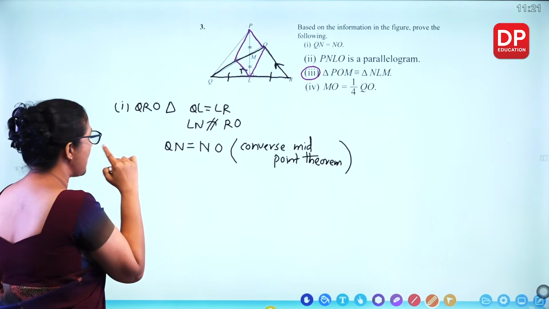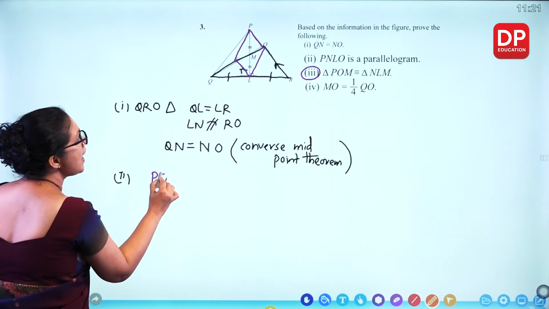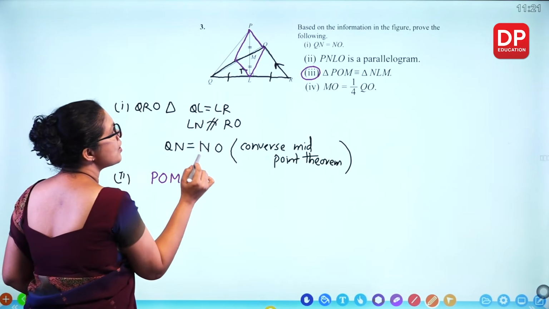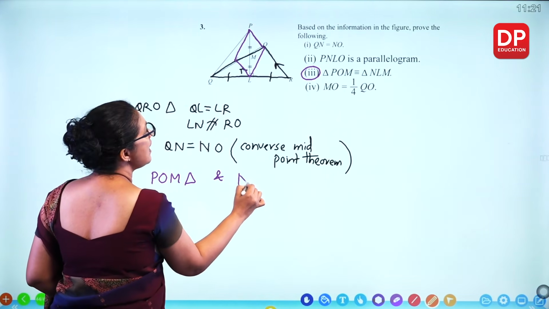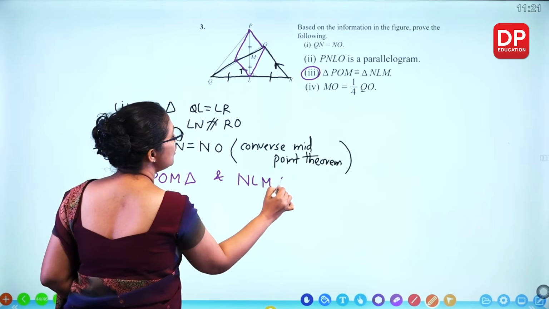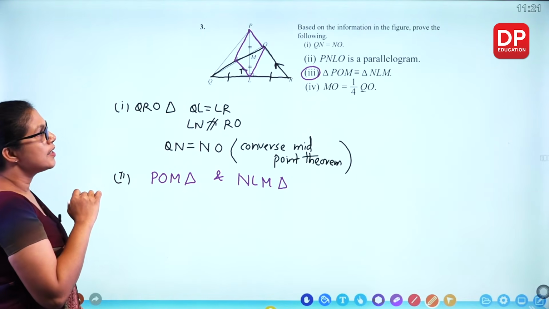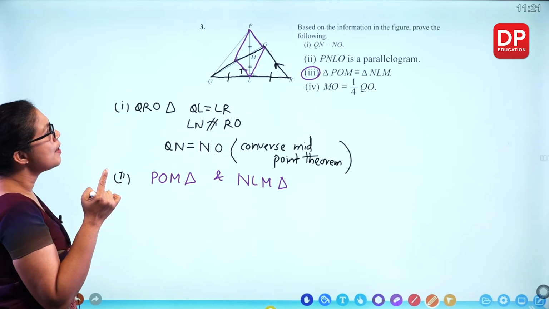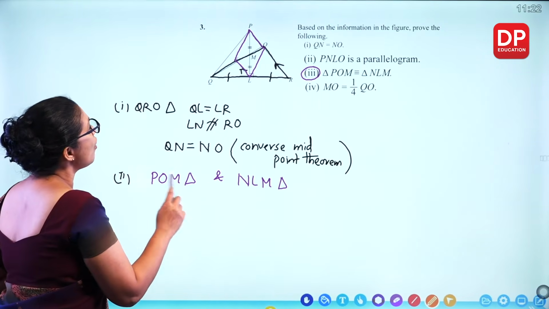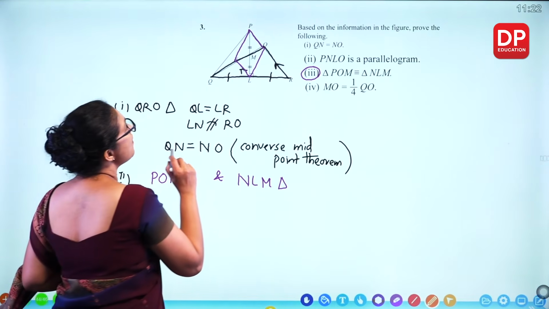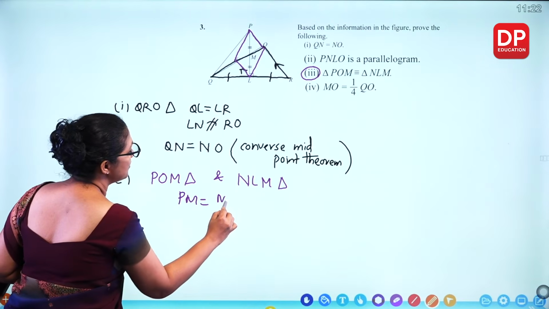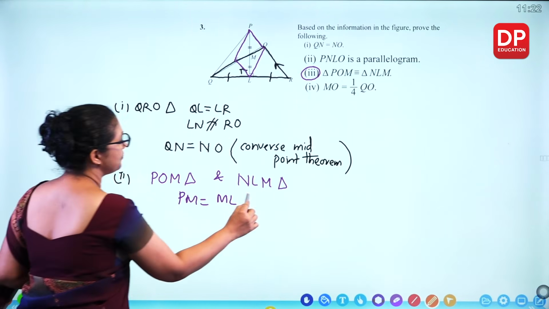We have to do this part first. We have to show that POM triangle is congruent to NLM triangle. We'll do that part first. Third part first, to show that this is a parallelogram. According to this triangle, we know that PM is equal to ML. It's given.